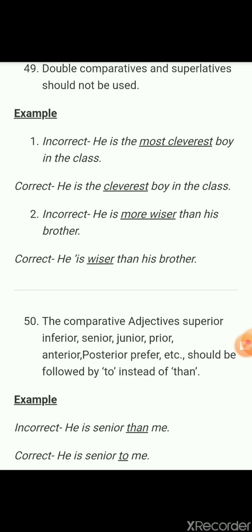Look at the example. Incorrect. He is senior than me. He is senior to me. He is inferior to me. He is superior to me. It will go like this.